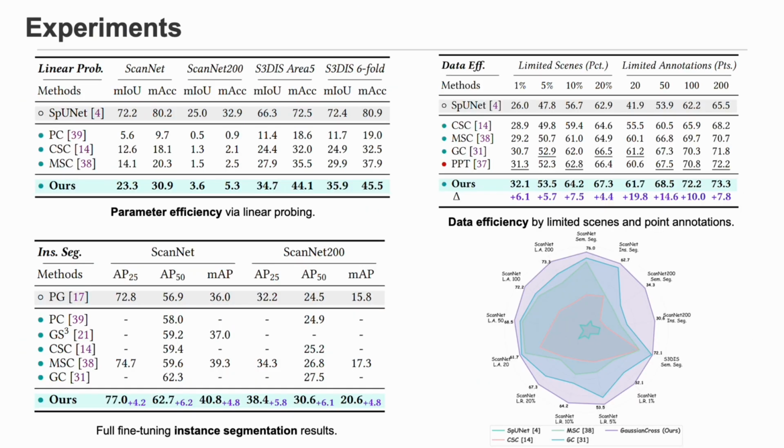We also conduct comprehensive experiments on parameter efficiency via linear probing and data efficiency by limited scenes and point annotations. These results demonstrate the superiority of our proposed GaussianCross. Additionally, it presents significant improvement over previous contrastive learning methods on the instance segmentation task. We present all the performance in the image at the bottom right.